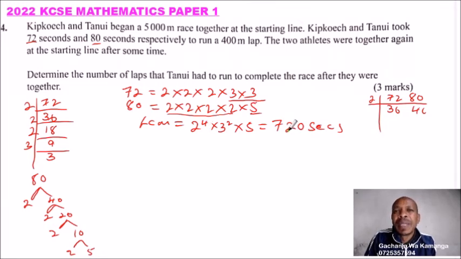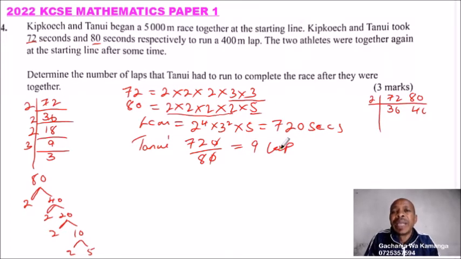How many laps had Tanui covered after 720 seconds? So for Tanui, we divide 720, and he was covering a lap in 80 seconds. So when you divide that, you'll be able to get 9 laps. So by the time they were together, Tanui had covered 9 laps.